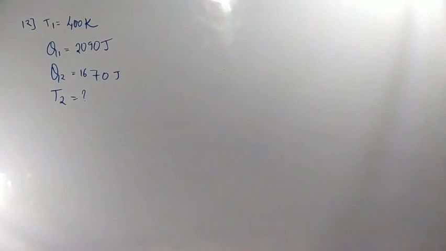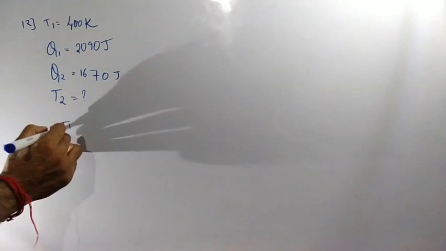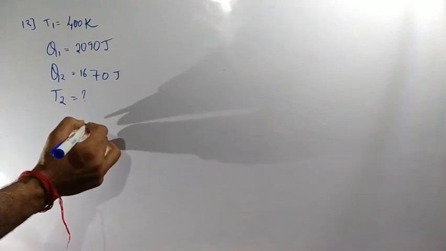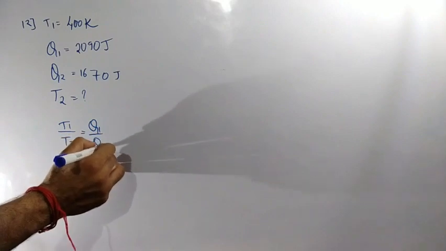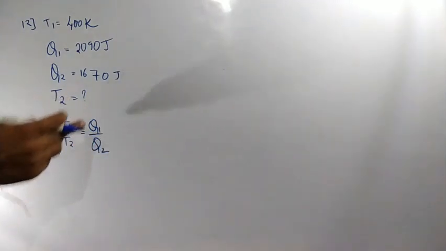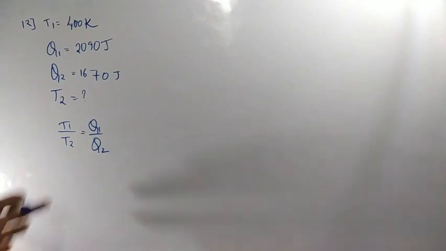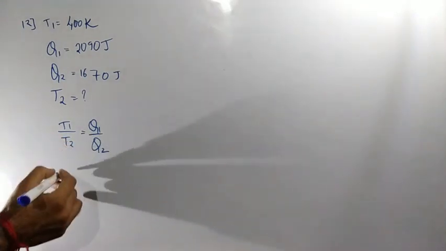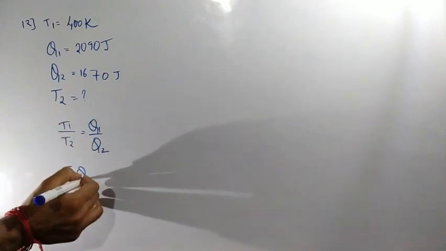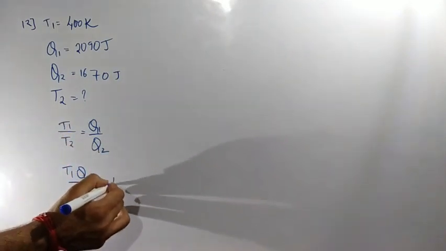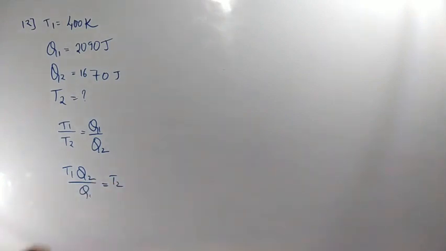So what is the simple process to calculate T2? Listen, for the Carnot cycle we treat T1 by T2 is equal to Q1 by Q2. Okay, T1 by T2 is equal to Q1 divided by Q2. If you separate T2, you write T1 into Q2 divided by Q1 is nothing but T2. That's why T2 is equal to T1 Q2 divided by Q1. Shall I erase this part?